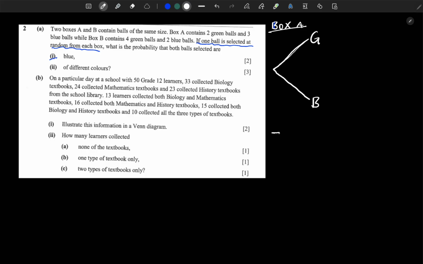Now let's look at box A. For box A we are looking at 2 green balls, so 2 plus 3, the total number is 5. So the probability of selecting a green ball will be 2 divided by the total 5. This is what we need to look at here. Then what of blue? Blue is 3 over 5. Right, so let's also look at box B.